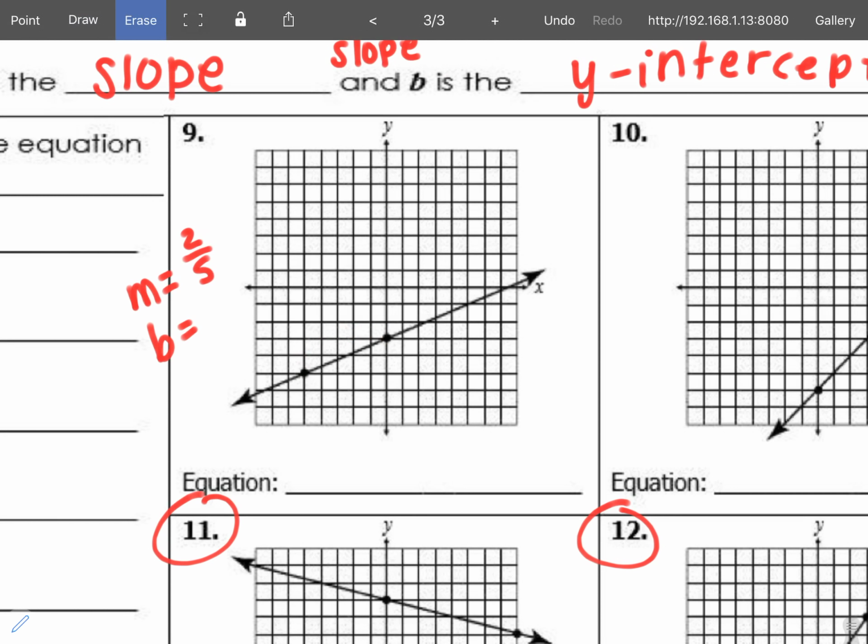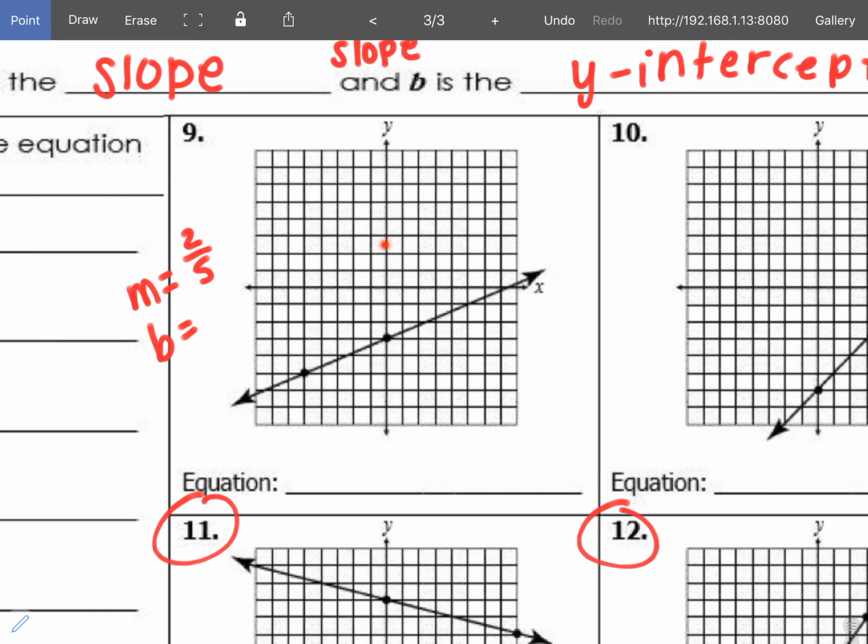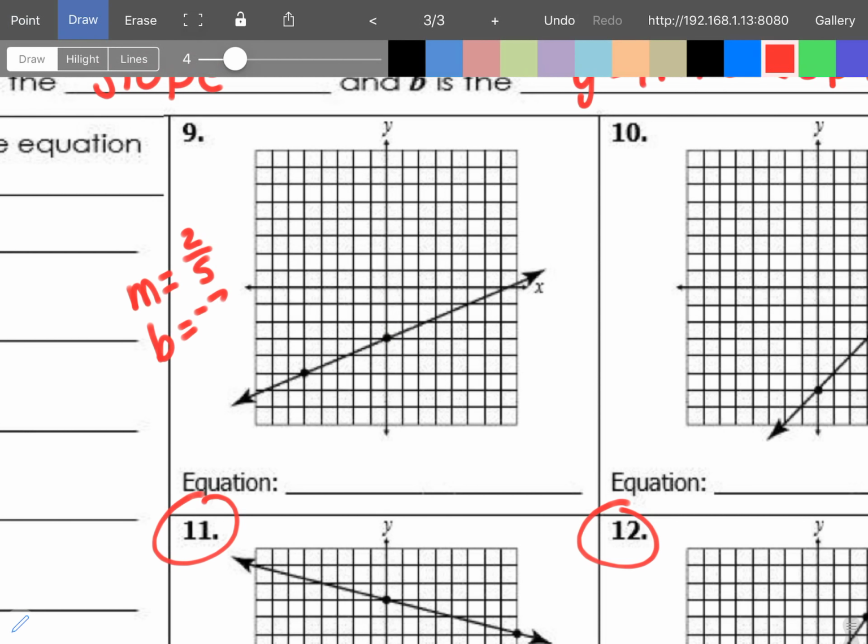Where does it intercept the y-axis? What's my y-intercept? So if I look here on this y line, doesn't it hit right here? And this is 0, 0, right? So my y-intercept is -3. So if we're going to write an equation, y equals mx. Remember, don't write plus negative. If it's a -3 for the y-intercept, just write -3.